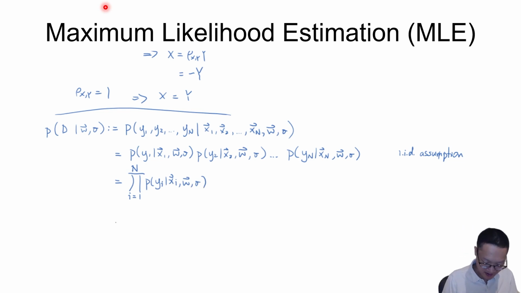Furthermore, because we assumed Gaussian noise in our model, we can write down the PDF of all of these conditional distributions. That's just the PDF of a Gaussian random variable: 1 over root 2 pi sigma squared, times the exponential of minus yi, where yi is the variable of the distribution and the mean is w transpose xi, minus that, all squared, divided by 2 sigma squared.